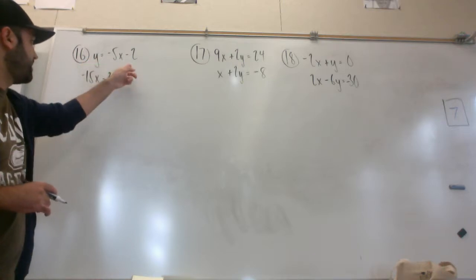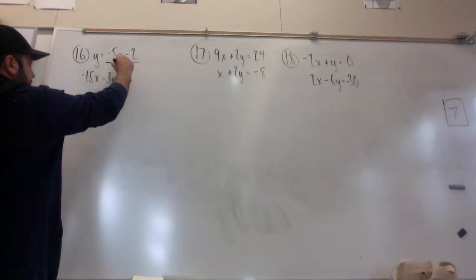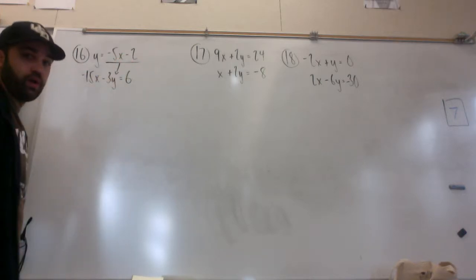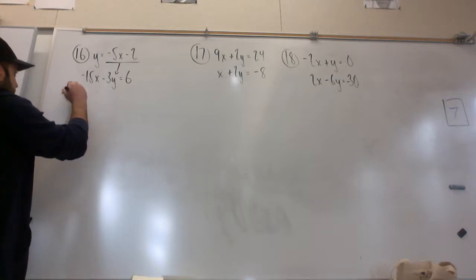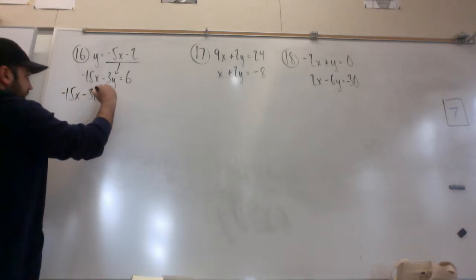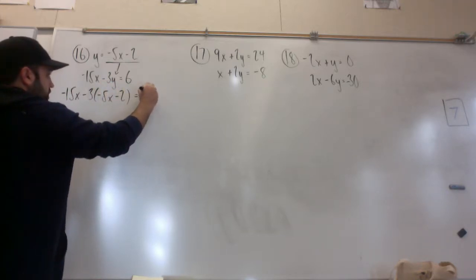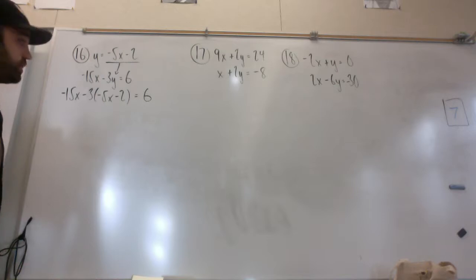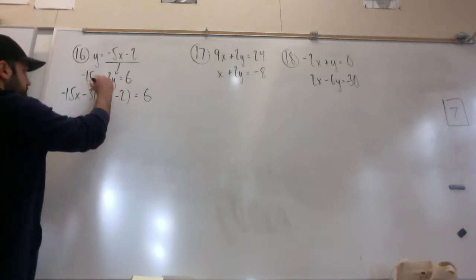Y is equal to negative 5x minus 2. Well, if y equals that, then I can take this part here and substitute it into the y of the other equation. So I'm going to do that here first. So we get negative 15x minus 3 times y, so it's 3 times negative 5x minus 2 equals that 6 on the other side.